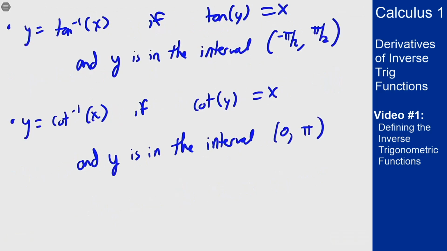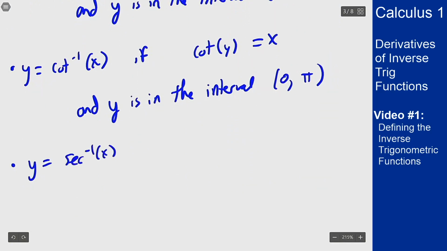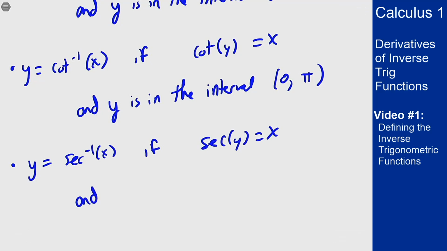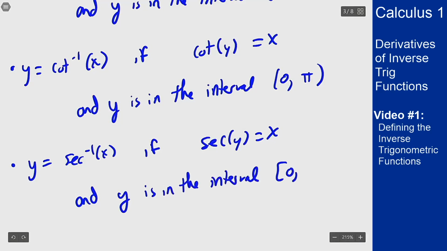The other two are a little trickier. y is secant inverse of x if secant of y equals x. And the issue here is that the values you can put in for x are not continuous for the secant function, because secant has to be bigger than 1 in absolute value. It can't be between minus 1 and 1, because 1 over that has to be a cosine, and that's going to be outside where cosine can live. So y is in the interval from 0 to pi over 2, or pi over 2 up to pi.